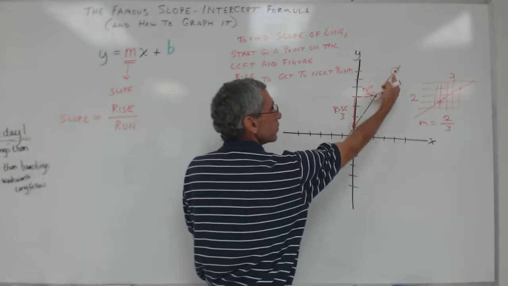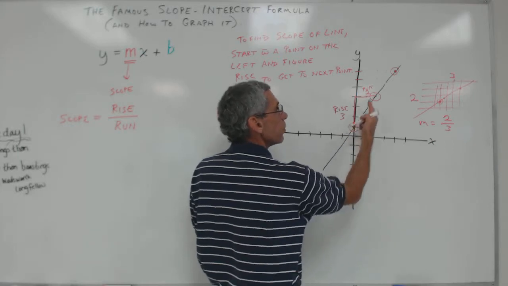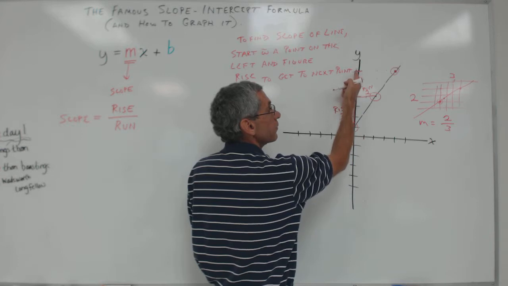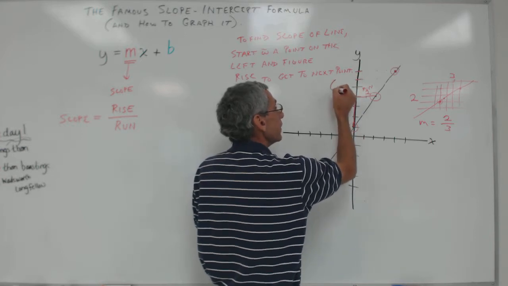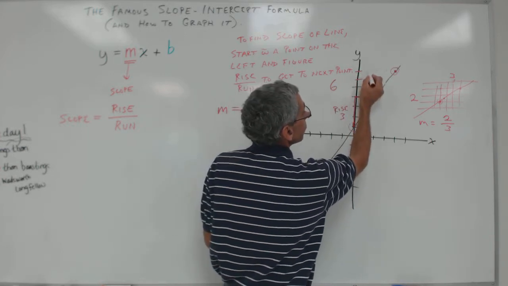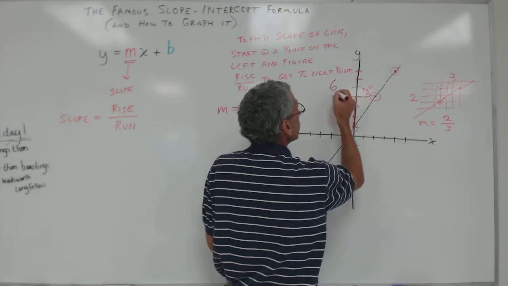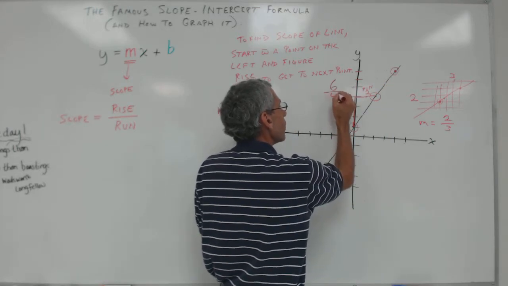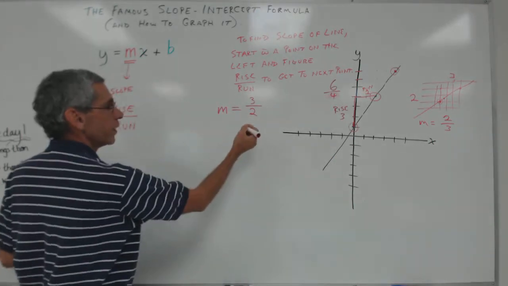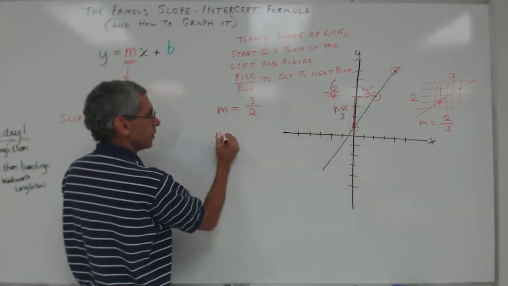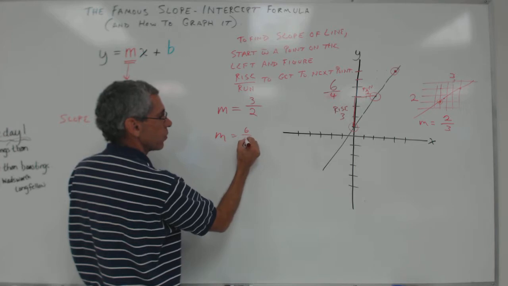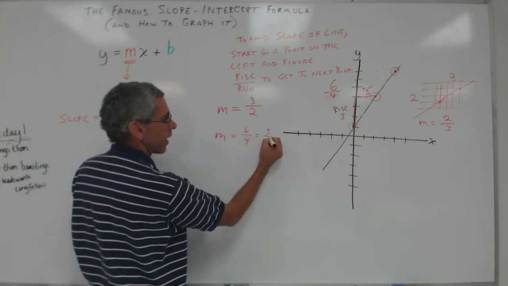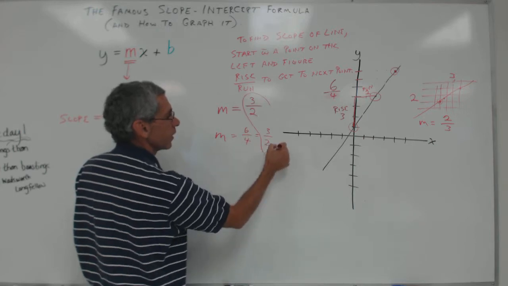Watch this. What is my slope? What's my rise? I've got to go from this point to this point. I've got to go 1, 2, 3, 4, 5, 6. So my rise is 6. And then it's 1, 2, 3, 4. 6 over 4, right? So M is 6 over 4. 2 goes into both of those, which is 3/2, which is the same thing.